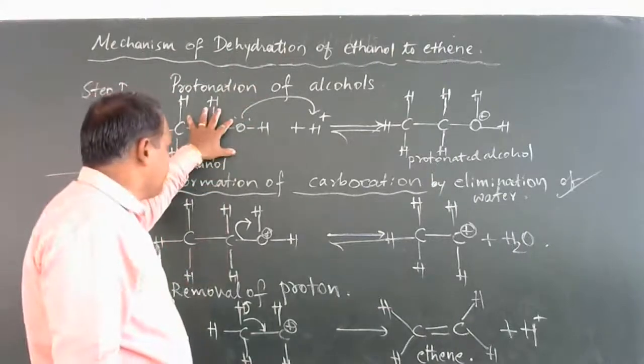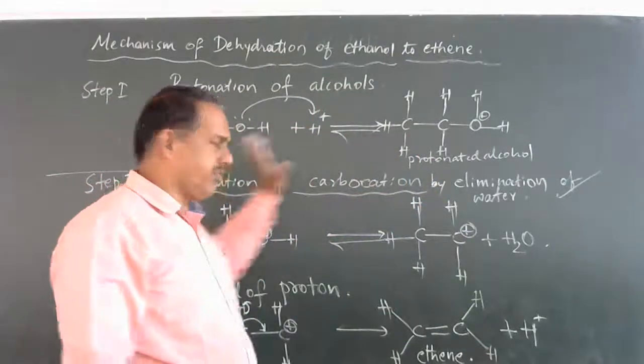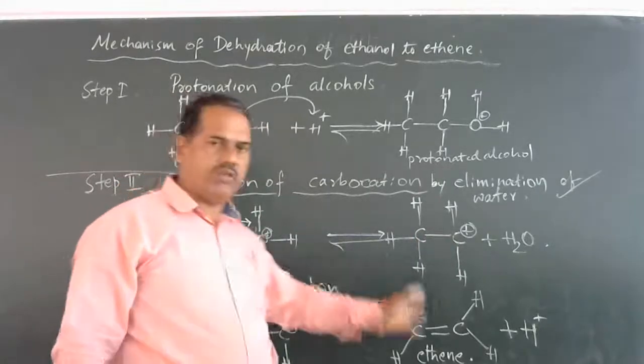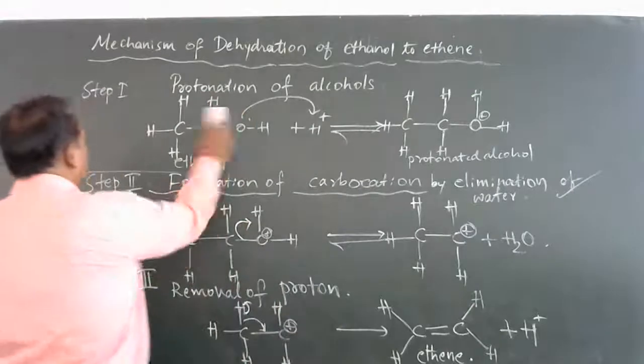See, ethyl alcohol first you have to take. It is protonated, and the next step forms carbocation by the elimination of water, and removal of proton gives ethene. That's all. So, shall I wrap? We shall study the next part.